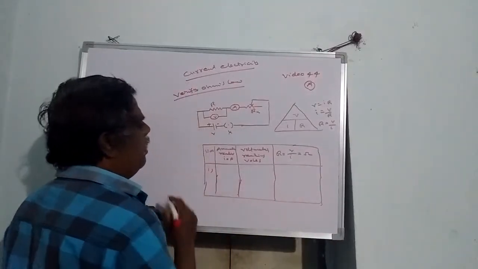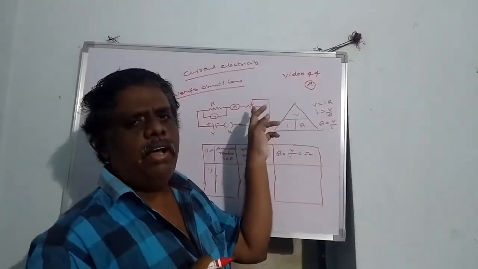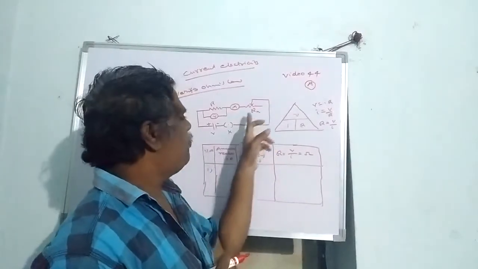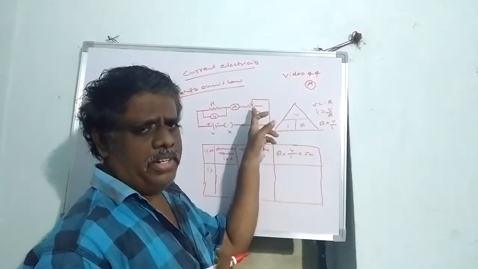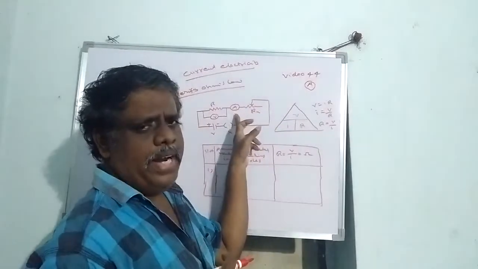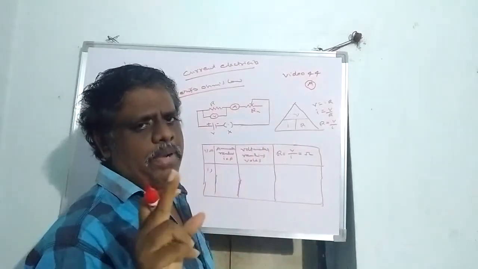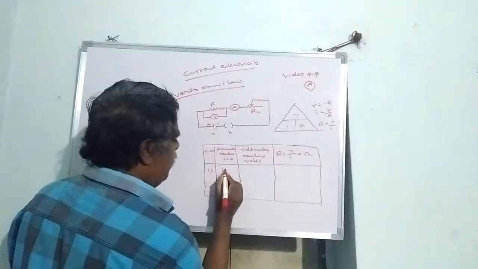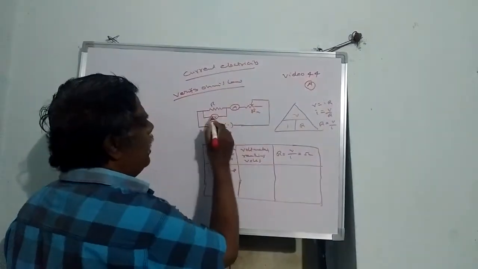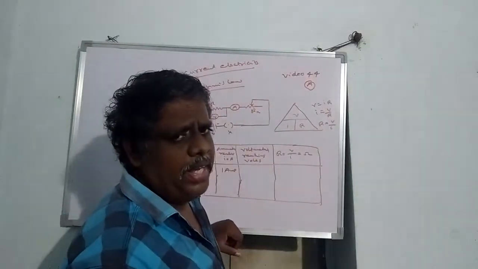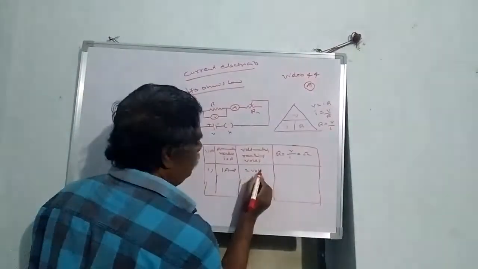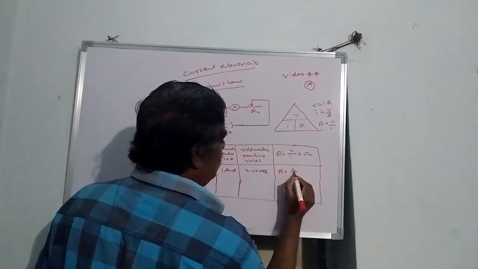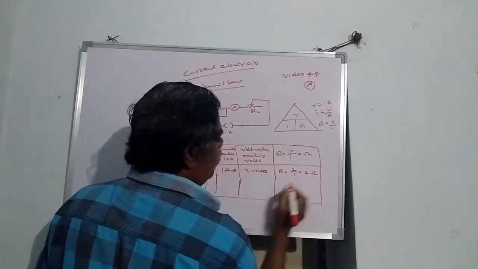Serial number 1. After connecting all of these apparatus as shown in the diagram, press the key and adjust the rheostat until the ammeter reads 1 amp current. That means adjust the rheostat until the ammeter reading is equal to 1 ampere. Note down the corresponding voltmeter reading. Let us say it is 2 volts. So what is the value of R? R is equal to V by I, that means 2 by 1, which is equal to 2 ohms.